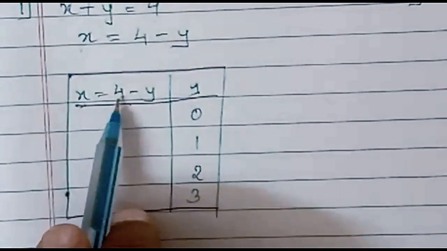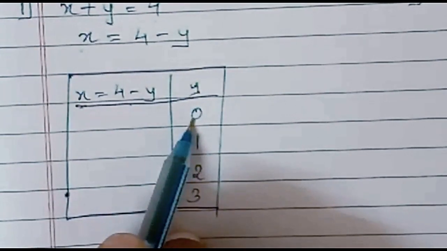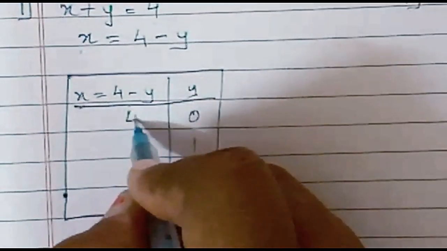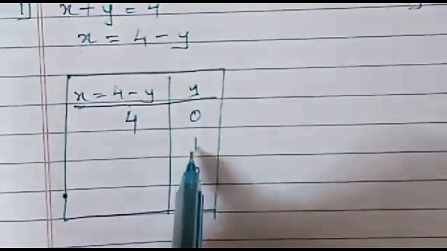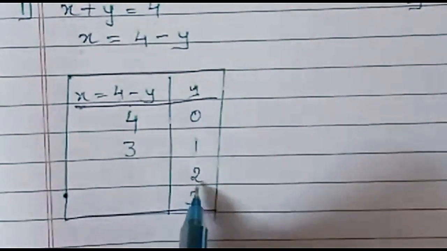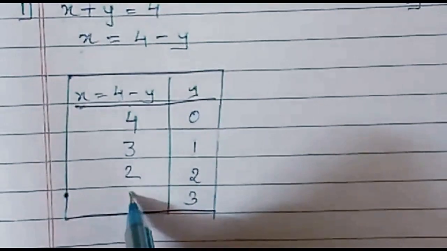So the first one will be 4 minus the value of y. What is the first value of y? 0. So 4 minus 0 will become 4. Same way, second one will be 4 minus the second value of y, which is 1. So 4 minus 1 is 3. 4 minus 2 will be 2. And 4 minus 3 will be obviously 1.